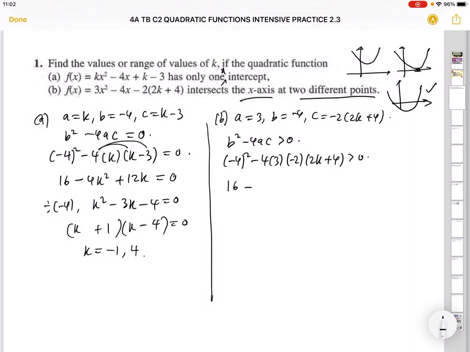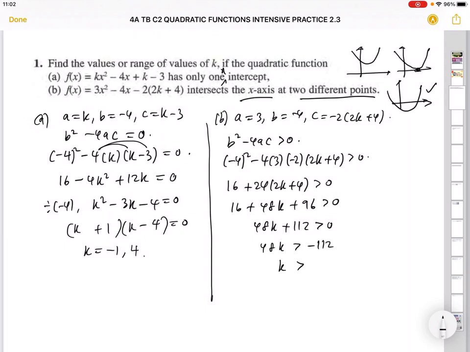This is 16. Okay, this will be positive 24, right? Let me multiply one by one. Actually, you can divide everybody by 16, but if you cannot see it, it's okay, I'll just do the long way, because all these numbers are divisible by 16. So 48k plus 112 more than 0. 48k is more than -112. 112 divided by 48 is -7 over 3.